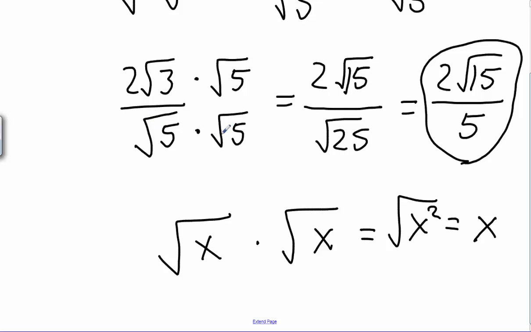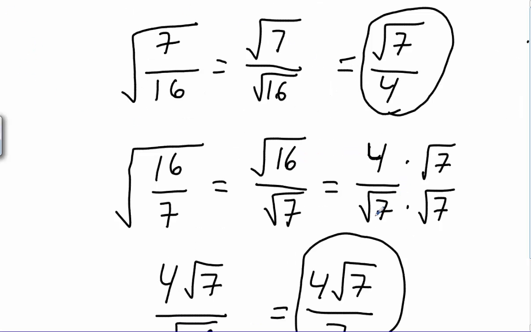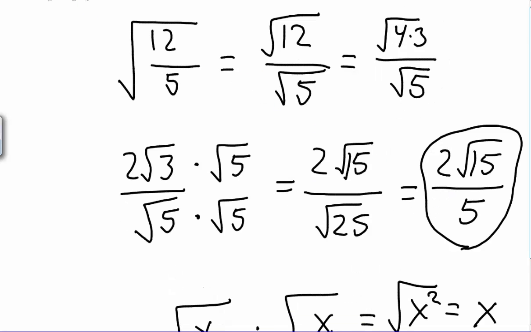Square root of 5 times square root of 5 is just 5. Square root of x times square root of x is just x. Square root of 7 times square root of 7 is just 7. And it's cool how that works. I mean, I think it's cool, but then again, I'm also kind of lame.